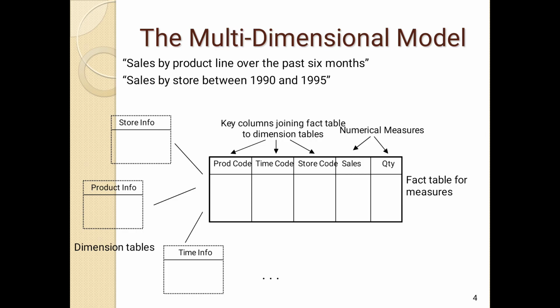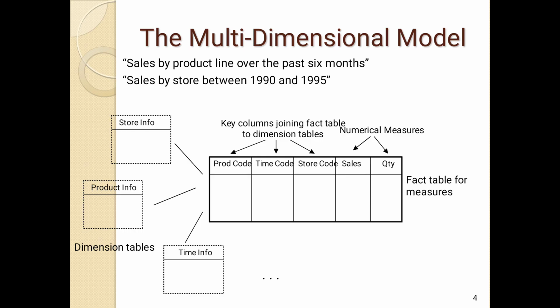We can take the past 1 year. You can take a quarter. Quarter means 6 months is the half, right? So 3 months you can take, 1 month you can take, or 6 months you can take for your analysis. Here we are going to take sales by store between the year 1990 to 1995. So what are the dimensions here?